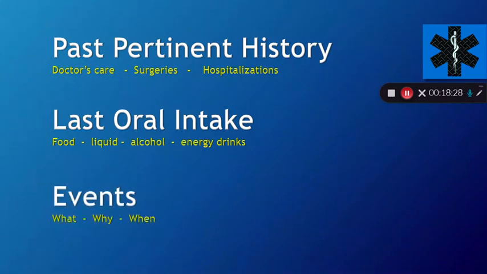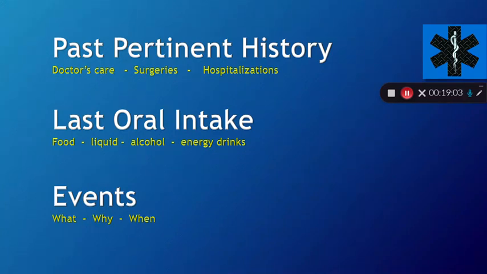And then events leading up to. What were you doing? Sometimes why were you doing it? And when did the symptoms appear in that process? The reason I ask this is sometimes you have a patient that is walking across the floor and falls and breaks their hip. Sometimes you have a patient that breaks their hip, it snaps, and then they fall.